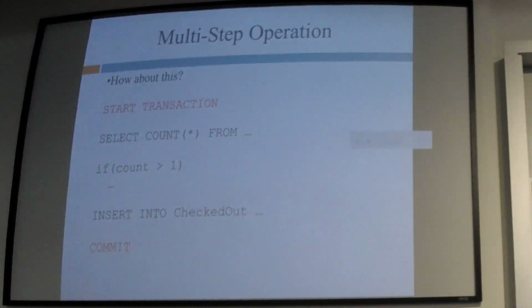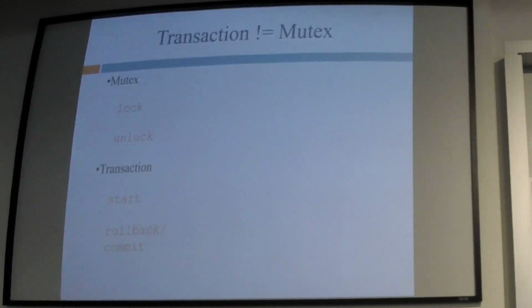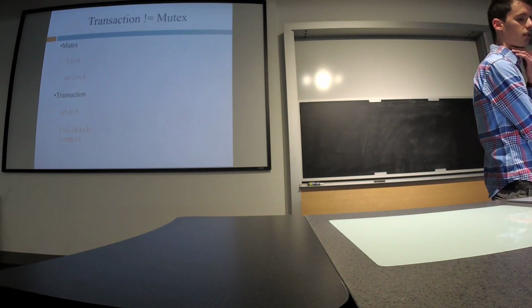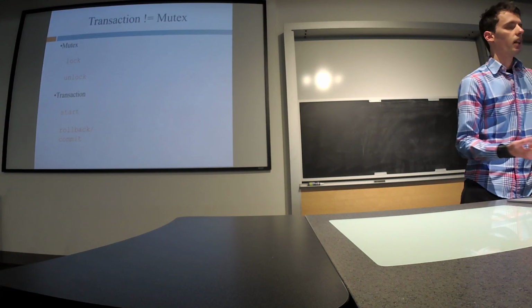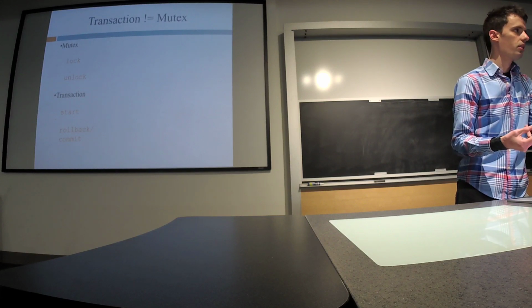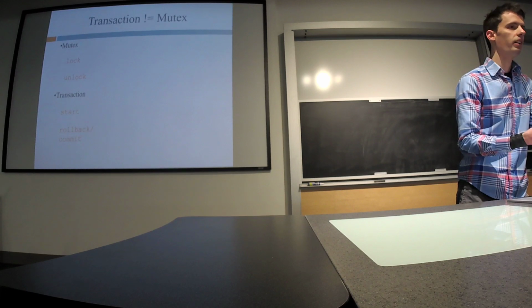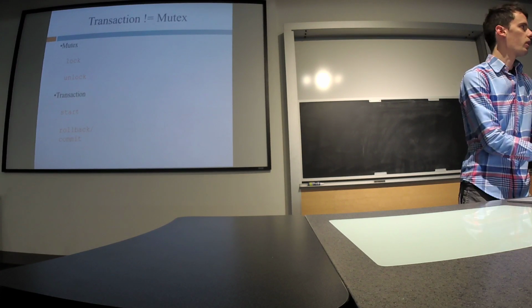So this doesn't work. Just wrapping this around start transaction and commit is not the same thing as lock and unlock. A transaction is not a mutex, even though it kind of seems sort of along the same lines. A mutex has lock and unlock. A transaction has, it's not just that they're different names. They are well named and they mean very different things. Start, and then either rollback or commit.